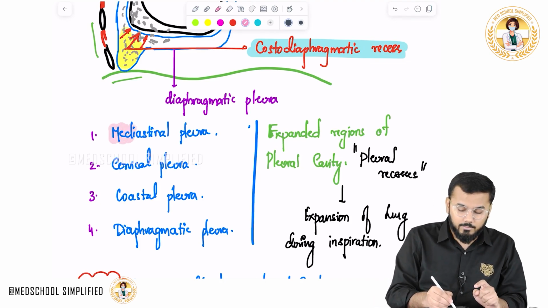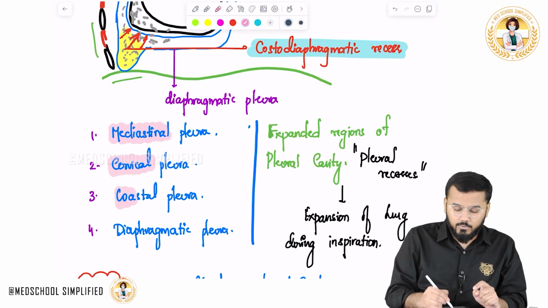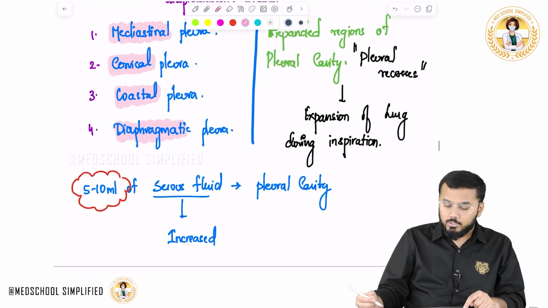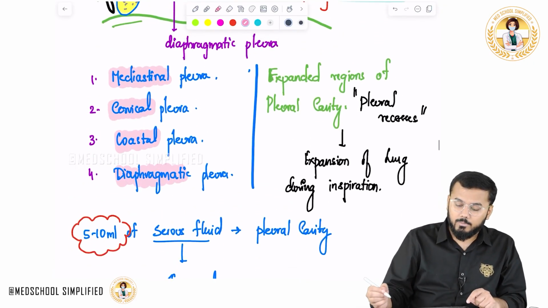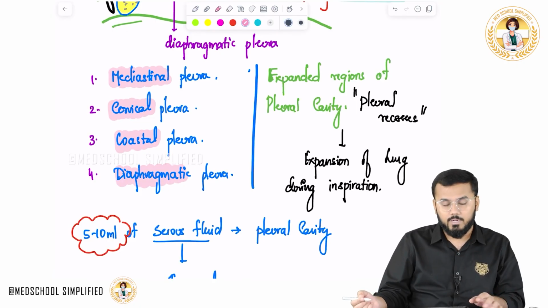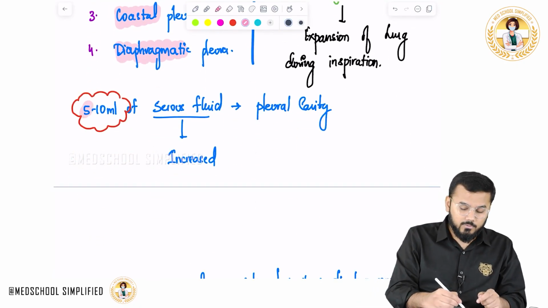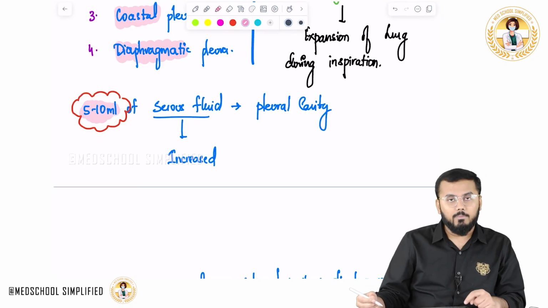So these are all the different types of pleura which you have. One is the mediastinal, another is the cervical pleura, and next you have the costal and the diaphragmatic pleura. Okay, so what are recesses? Recesses are nothing but the expansions of the pleural cavity. Next, how much serous fluid do we normally have? Around 5 to 10 ml.